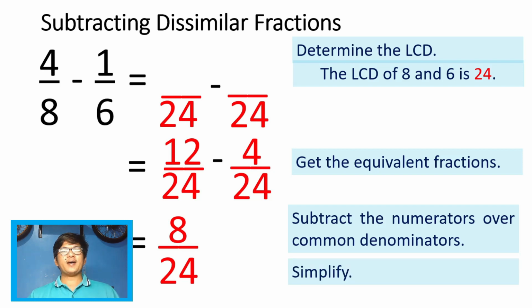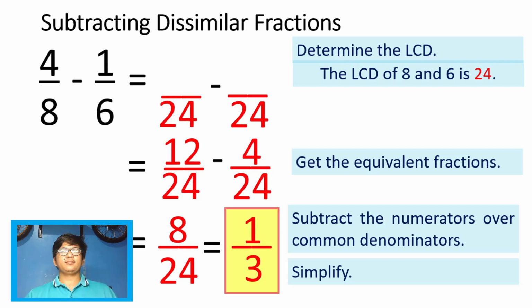So to simplify, we need to get the GCF of 8 and 24. So the GCF of 8 and 24 is 8. So we divide 8 by 8. So we have the answer of 1 as our numerator. Then 24 divided by 8, we have the answer of 3. So our final answer is 1/3.